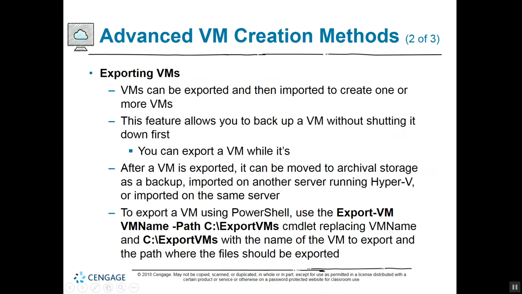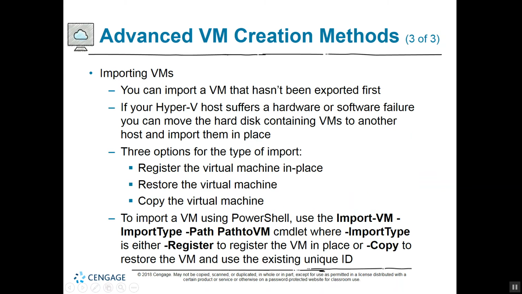Now we've got PowerShell commands. There's a command that is Export-VM, and then you have the VM name and the path where it's going. Okay. If we're going to import it, we've got the same kind of thing. We've got to register the virtual machine in place. We can restore a virtual machine, or we can copy it.